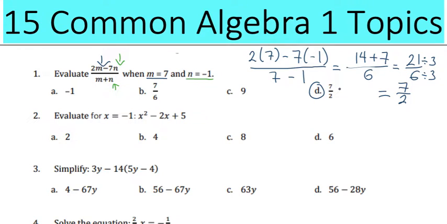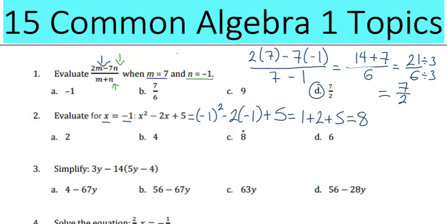For number 2, the question asks evaluate for x equals -1, x squared minus 2x plus 5. Here, wherever we see an x, we're going to plug in -1. We have x squared, so that'll be -1 squared minus 2 times -1 plus 5. -1 squared is positive 1. -2 times -1 is positive 2. And then plus 5. 1 plus 2 is 3. 3 plus 5 is 8. And the answer here will be C.